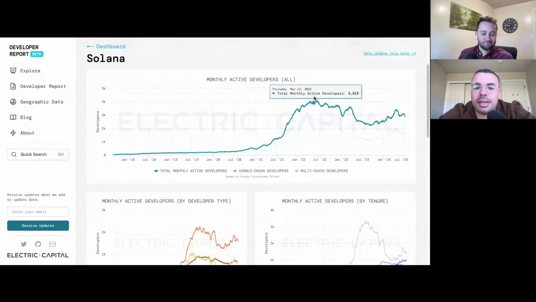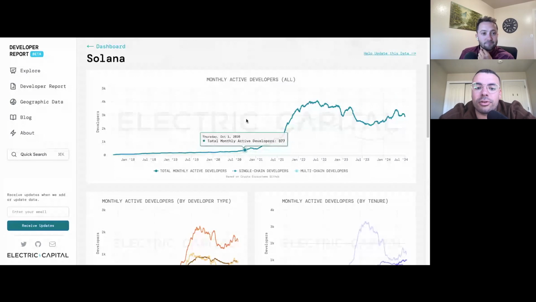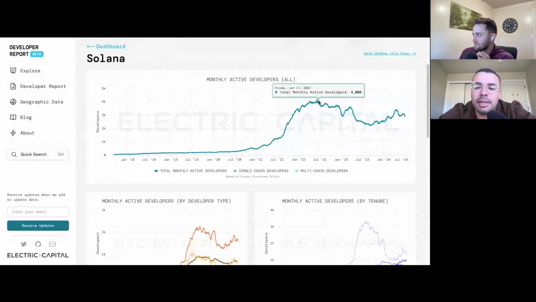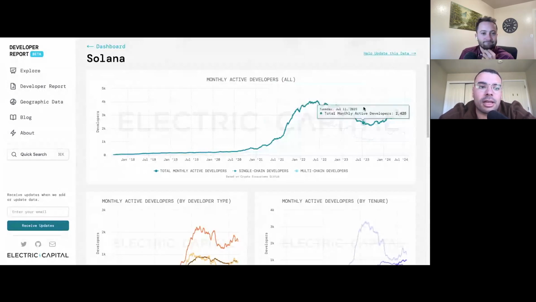So I think it's great to see that developers aren't falling back down to pre-bull run levels, 2020 bull run levels, where we had just a handful of developers. A lot actually stuck around and didn't leave the platform heading into the bear. So we'd almost expect this to go back above 4,000 and then trough again in the next bear market. I think that's a great call out on that front.